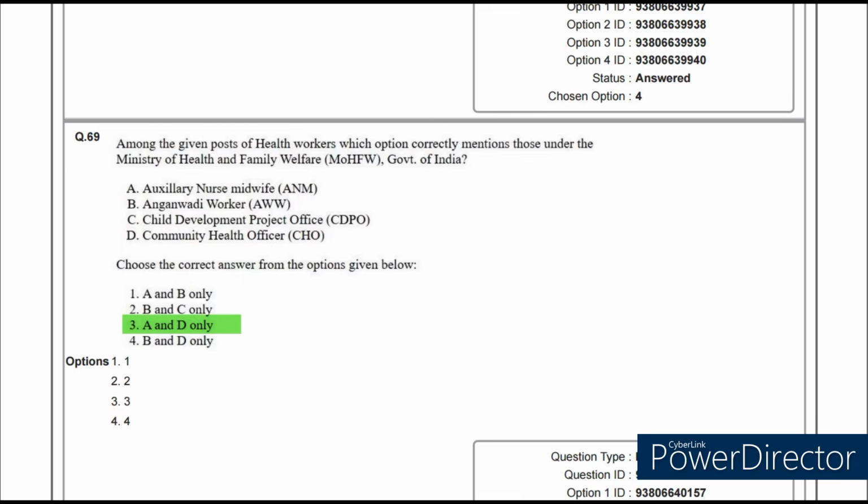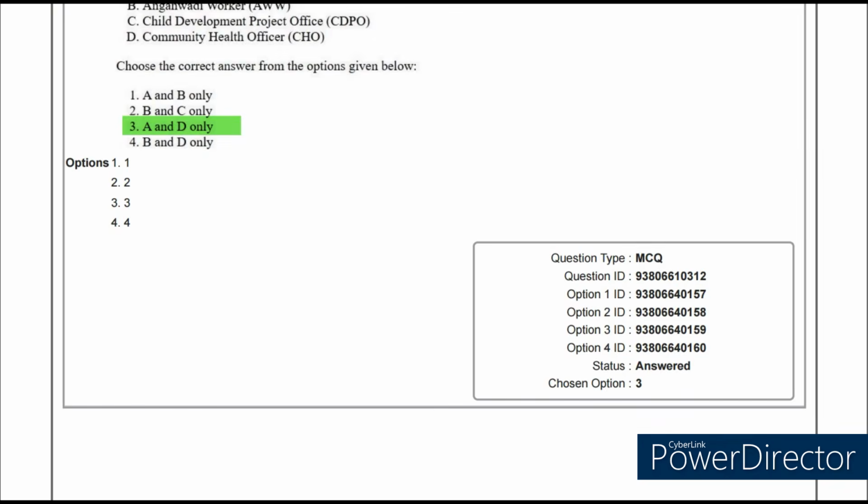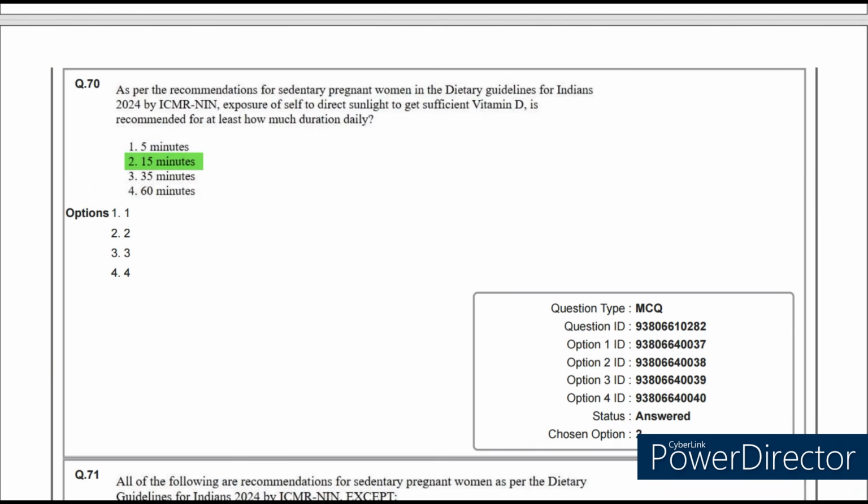Now coming to question number 69, which is about health workers posts that come under the Ministry of Health and Family Welfare. The correct option should be ANM and CHO. So option 3 is correct. Now coming to question number 70, they are asking daily duration of sunlight exposure required for sedentary pregnant women for vitamin D as per dietary guidelines of ICMR 2024. So the answer is 15 minutes.